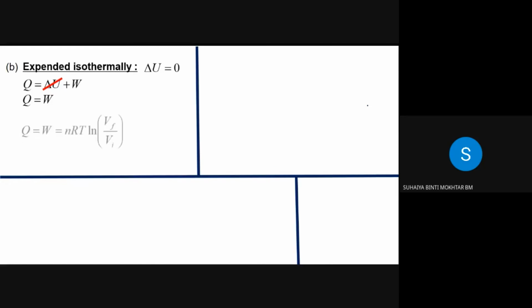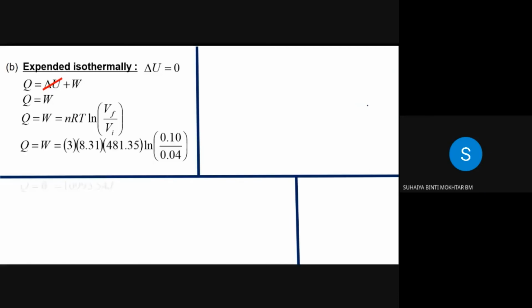Okay. Kita tengok kat sini. Saya buat proses isothermal. Delta U is 0. So you get Q equals to work done. Okay, so work done case isothermal, jangan guna P delta V. Okay, so guna nRT ln, V final per V initial or P initial per P final.